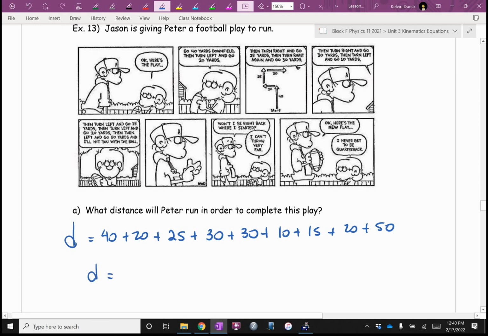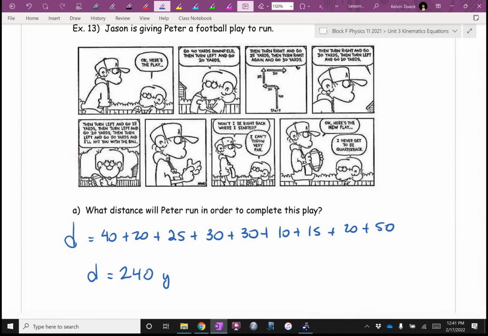What do you get? I can do this in my head. It's going to be 40 plus 20. It's going to be 60. It's going to be 85. It's going to be 115. It's going to be 145. It's going to be 155. It's going to be 170. It's going to be 190. Double check me. You get 240? Eric's going to type on his calculator before I call him out. Oh, I just did. Sorry. Is it 240? Yep. And I guess the units here would be yards because it's American football.